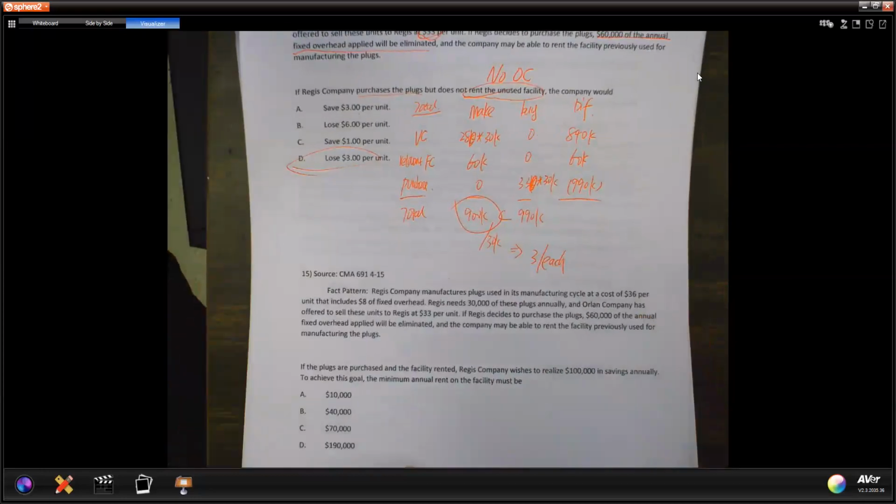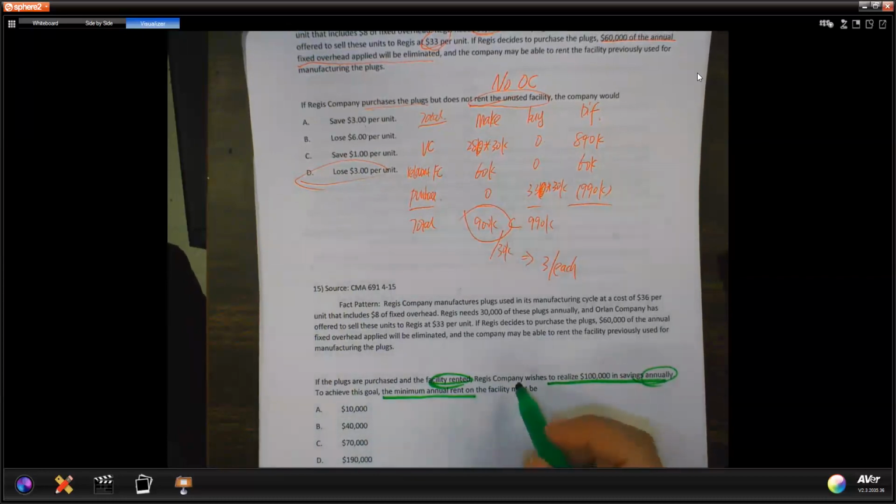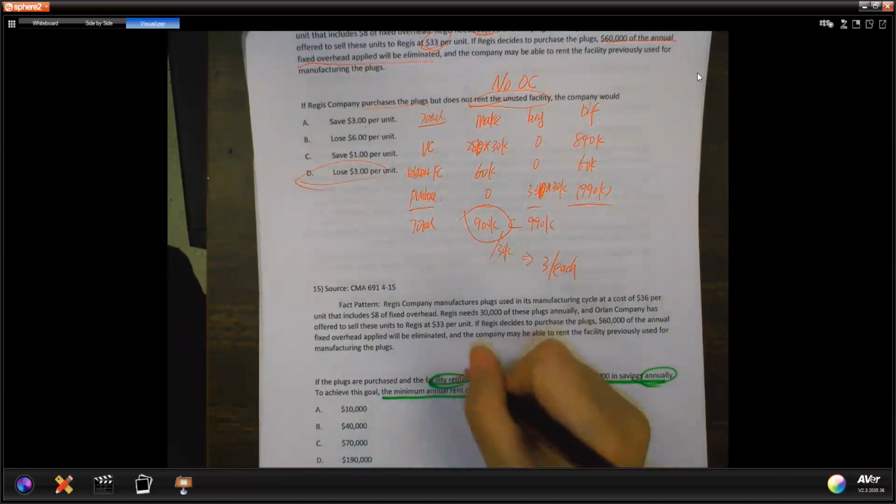You will ask why I use the total amount. The question said you decided to rent the facility and you wish to realize 100,000 in saving annually. What's the minimum annual rent for the facility? So if you don't make it, you buy, and then you can rent the space out, then you can earn some money by renting out. So the rent will be our opportunity cost.